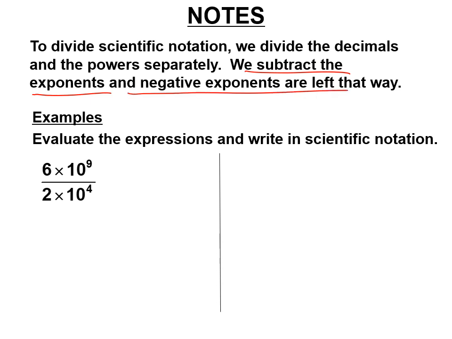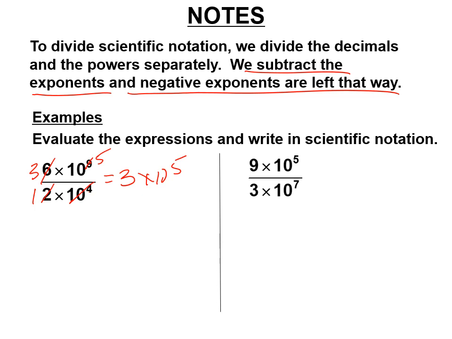Now, what's different about these rules is negative exponents, because you can have negative exponents in scientific notation. So 6 divided by 2 is 3. I'll just show it fully. And then 9 minus 4 is 5. 3 times 10 to the fifth. It's that easy to divide with scientific notation.